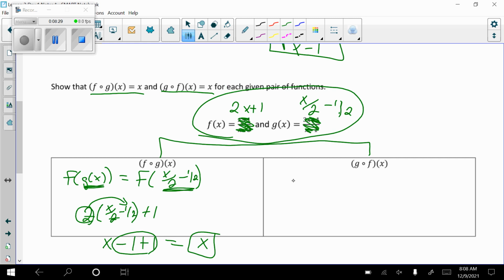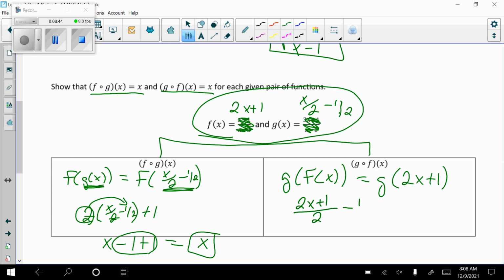So let's do the other direction. So g of f of x. So f of x is 2x plus 1. I'm going to plug it in the g function for x. So 2x plus 1 divided by 2 minus 1/2.